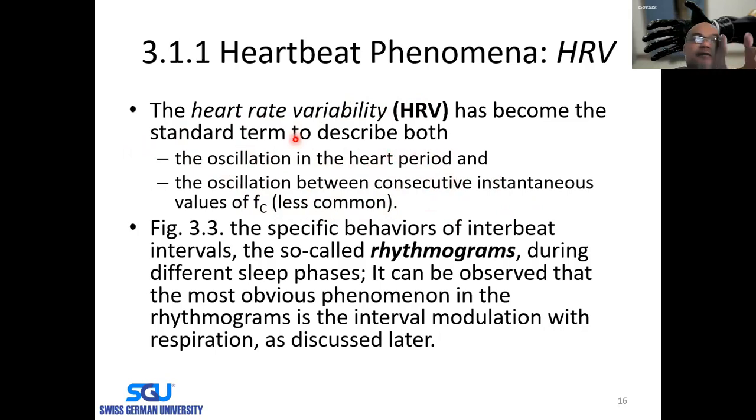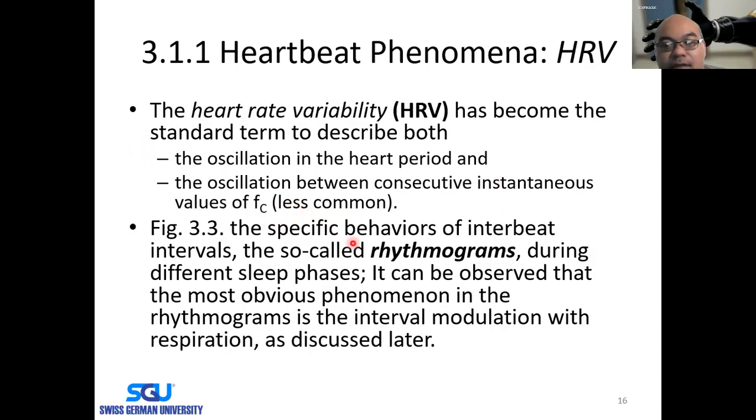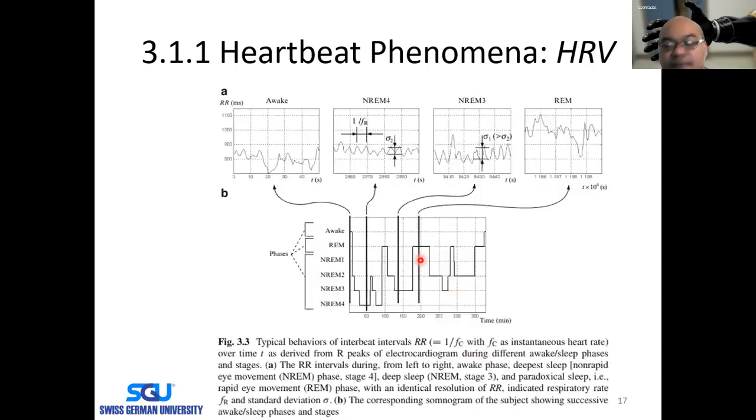The distance between R peak and R peak, the RR interval, changes with time. So this is called the HRV. So here, the RR interval changes with time. The specific behavior of the interbeat interval is called the rhythmogram, during the different sleep phases. In rhythmograms, it can be observed that the most obvious phenomenon is the interval modulation with the respiration, as discussed later.